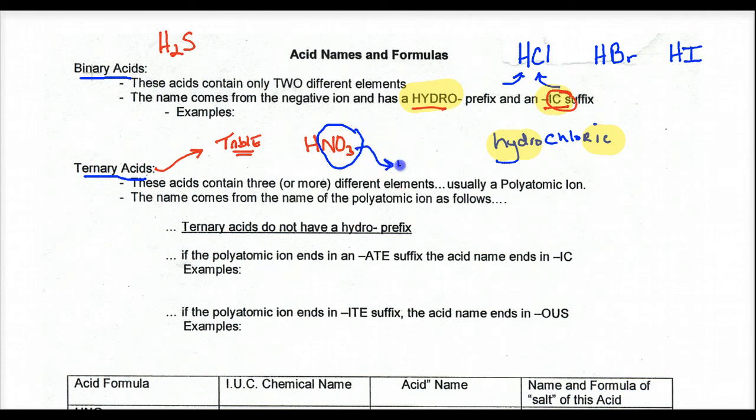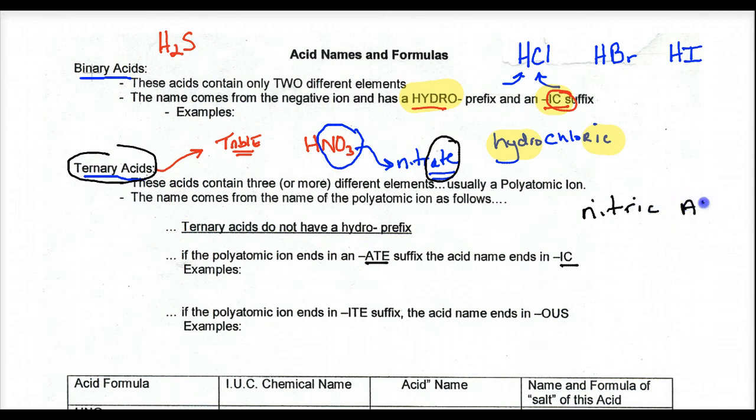and we look at its name. Now this is a nitrate ion. So we look at the name, and since it ends in ate, ates become ic. So this does not become hydro-ic because it's not what? It's not binary. There's more than two. So we just take the nitrate ion and we take the ate off and we add ic. So nitric acid. Right? Nitrate became nitric. Okay?